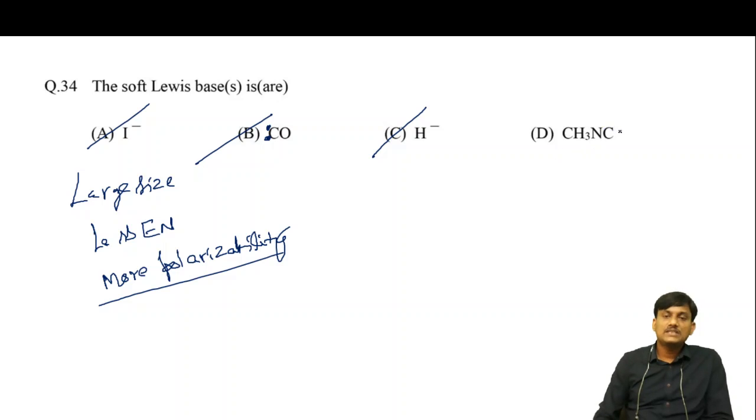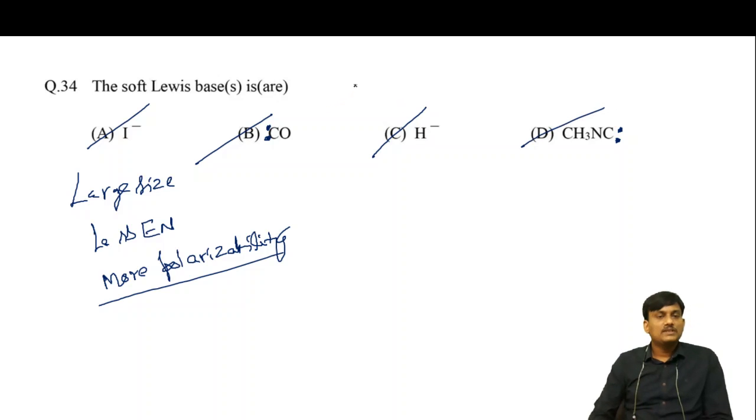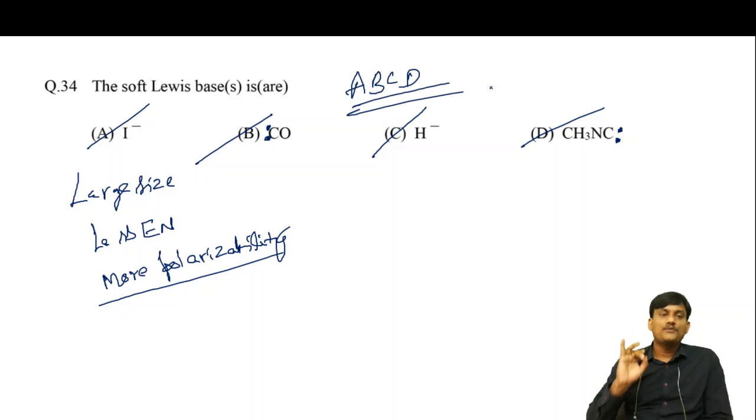And CH3NC, here the donating atom is carbon. In this case also the lone pair of electrons is attached with less electronegative carbon. So the CH3NC is soft base. So for this, what is the answer? A, B, C, D, all are soft bases.